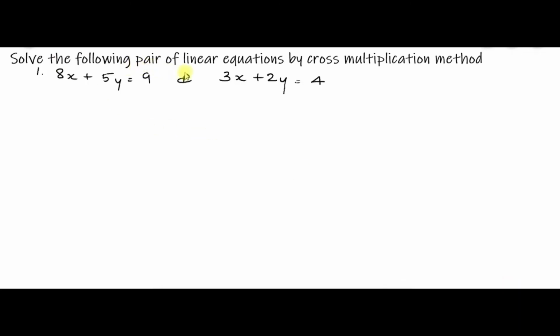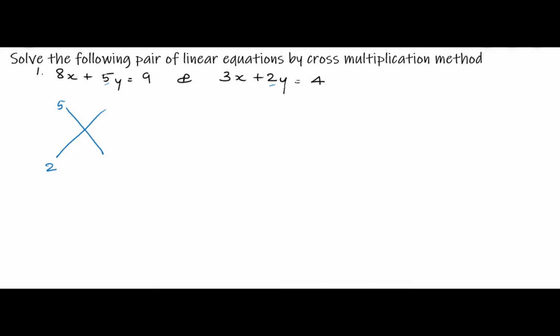Solve the following pair of linear equations by the cross multiplication method. First question, 8x plus 5y equal to 9 and 3x plus 2y equal to 4. In the cross multiplication method, first you have to put a cross. Then for determining x, you have to write the y terms first, that is 5 and 2.